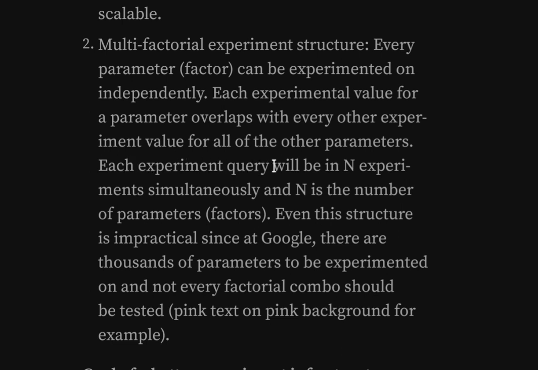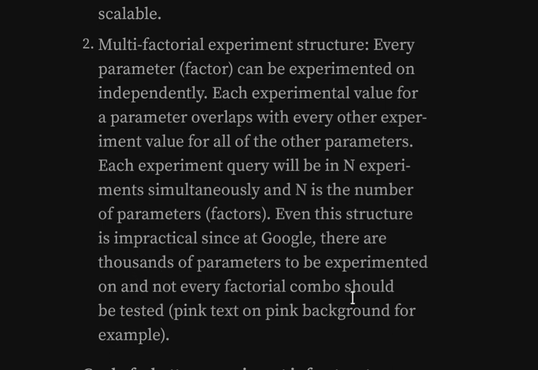Each experiment query will be in n experiments simultaneously, and n is the number of parameters. Even this structure is impractical since at Google there are thousands of parameters to be experimented on, and not every factorial combo should be tested. Sometimes combinations of parameters are not interesting.